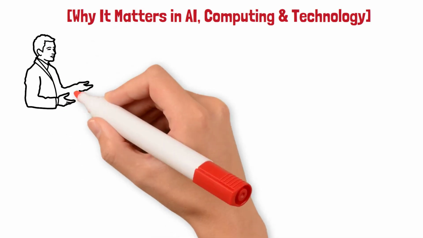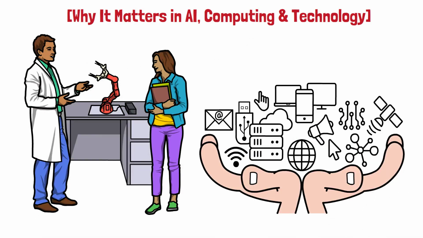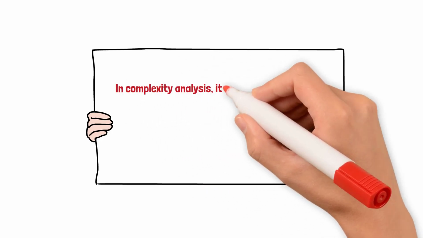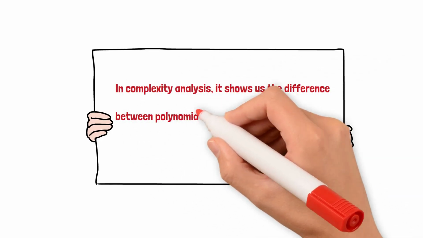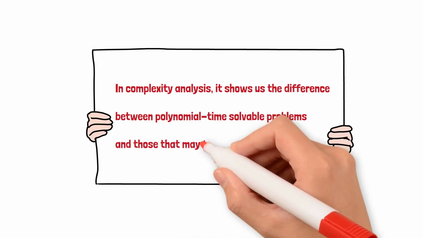Why it matters in AI, computing, and technology. Combinatorics is everywhere in modern science and technology. In complexity analysis, it shows us the difference between polynomial time solvable problems and those that may take exponential time.